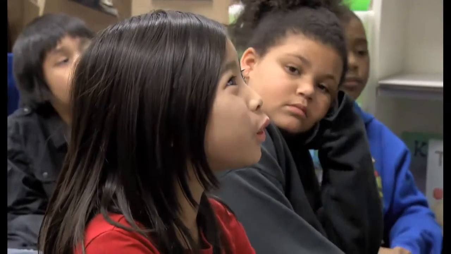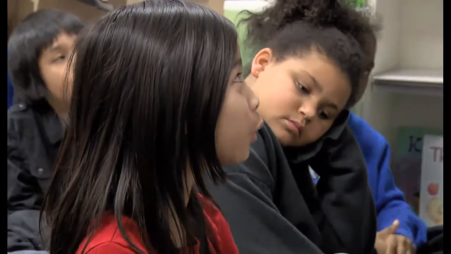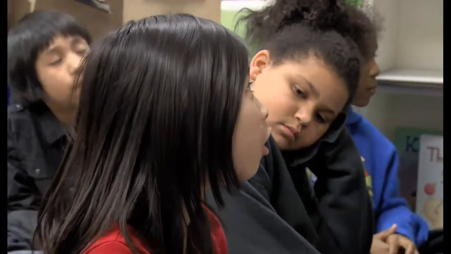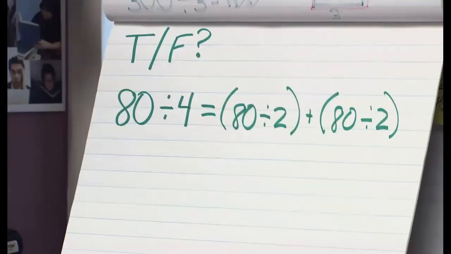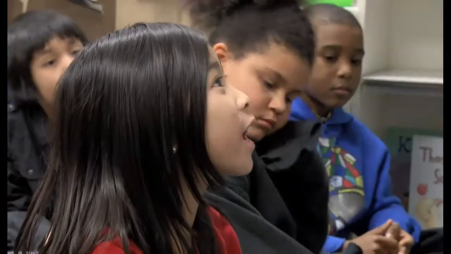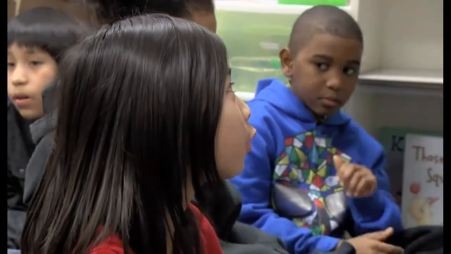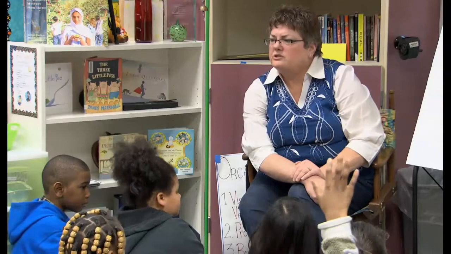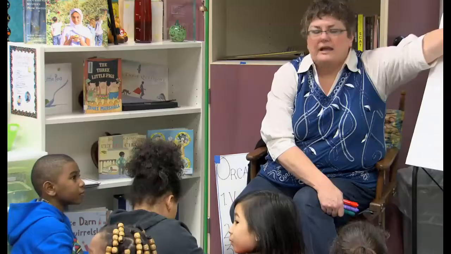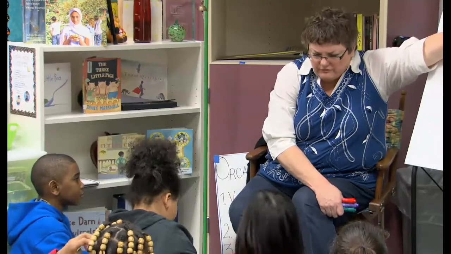Go ahead, Vivian. I think it's false because if you do 80 divided by 2, then you already split all the Skittles, so you can't do it again because all the Skittles are already gone. You can't change the divisor, you can only change the dividend. So what do you think, Jason, about what she said? She said if you split 80 Skittles between 2 people, you've used them up and you can't do it again. I think she might be right, so I'm starting to think it's false. So you're starting to wonder.